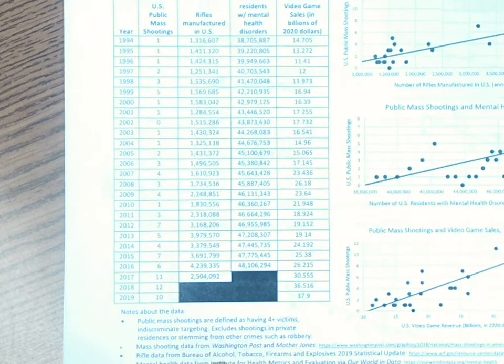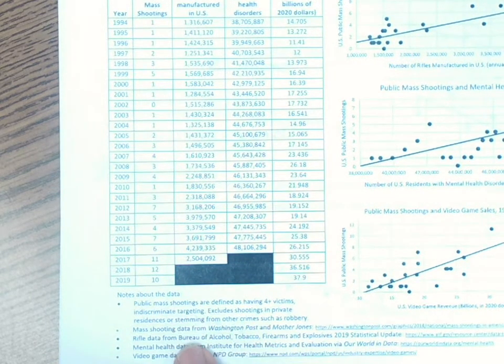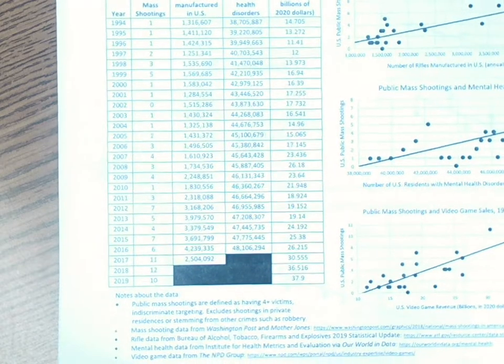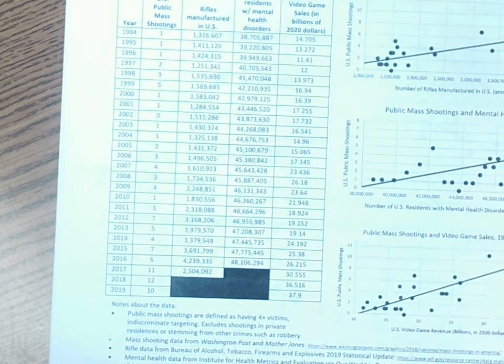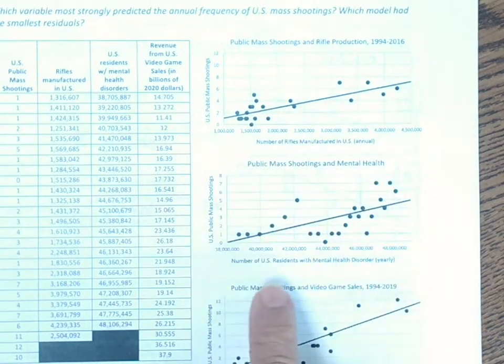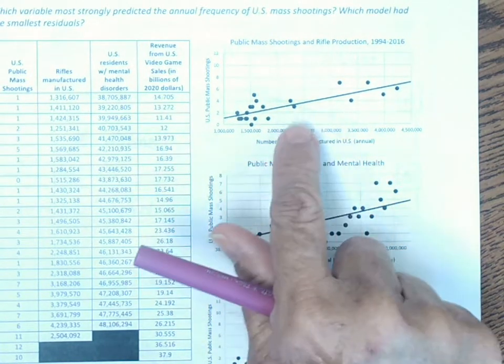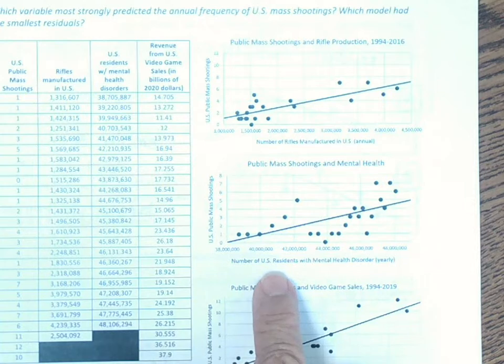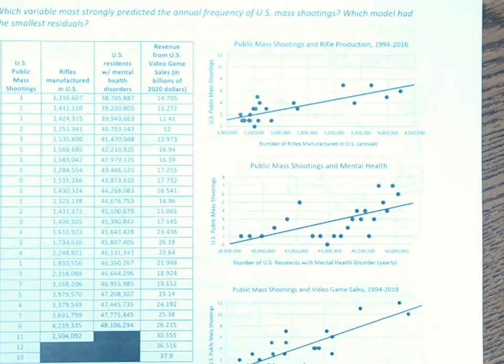We also list where all the data comes from. A good statistician always tells the reader where the data comes from. And what we are doing here is along the x-axis, we're putting in the different explanatory variables. So rifle production, mental health disorders, and video game sales.